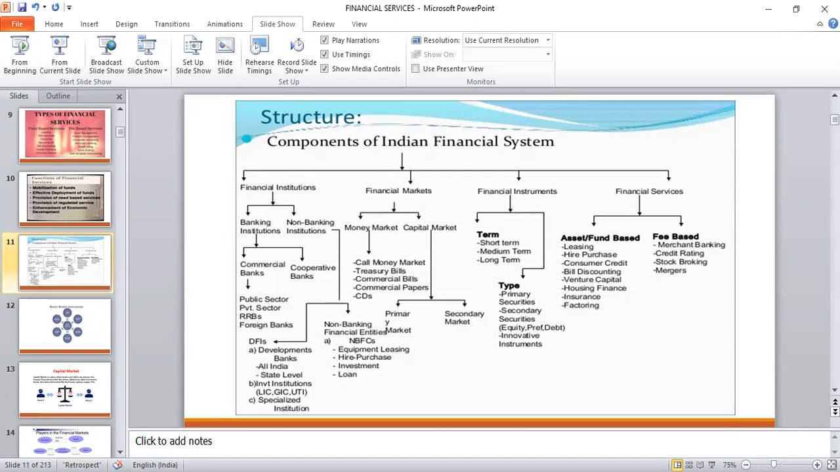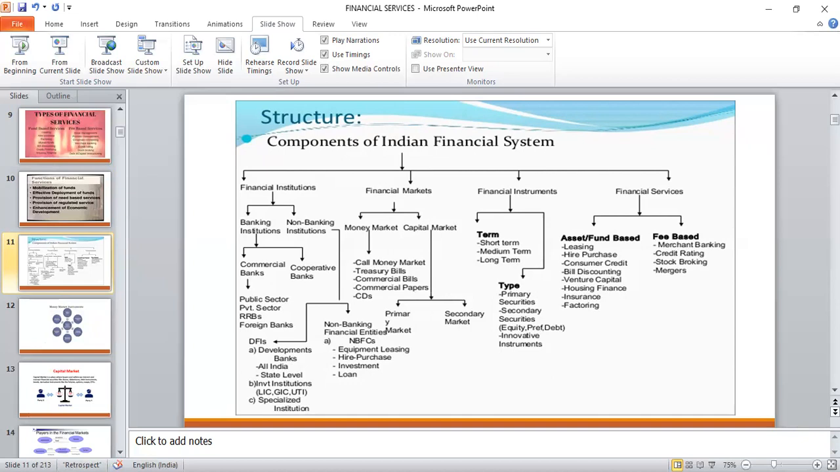Okay, banking institutions. Banking institutions are further divided into commercial banks and cooperative banks. You will know commercial banks include the public sector, private sector, and RRB, then foreign banks. In cooperative banks, as you all know, the cooperative people, I mean, like 7 to 6 members, will coordinatedly open an account with the cooperative bank. Okay.